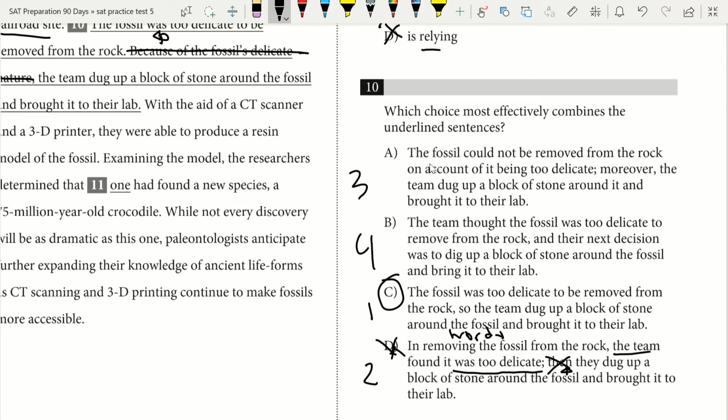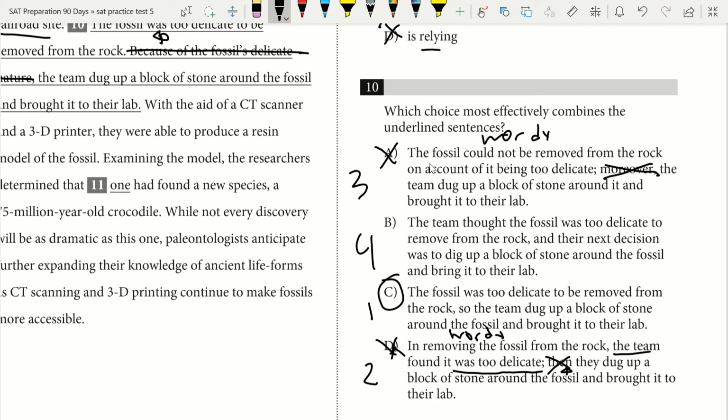The fossil cannot be removed from the rock on account of it being too delicate. That is very, very wordy. Okay, so we don't want to do that. Then we have a semicolon. Moreover, the team dug up a block of stone around it. Okay, moreover is a bad transition here. Okay, we would say therefore. So A is incorrect as well.